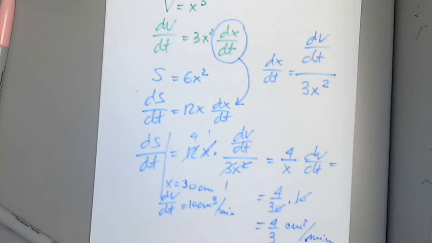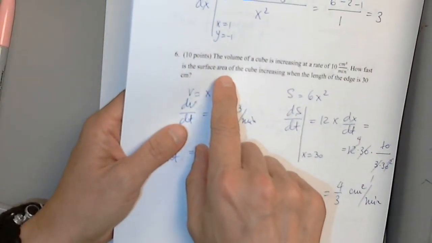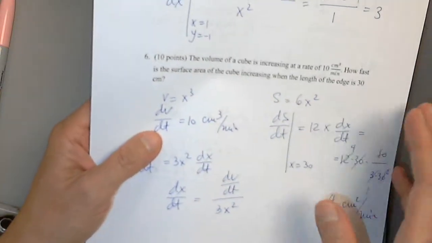So the way the question read, how did we know we had to find the surface area? That's what I was confused about. How fast is the surface area of the cube increasing when?